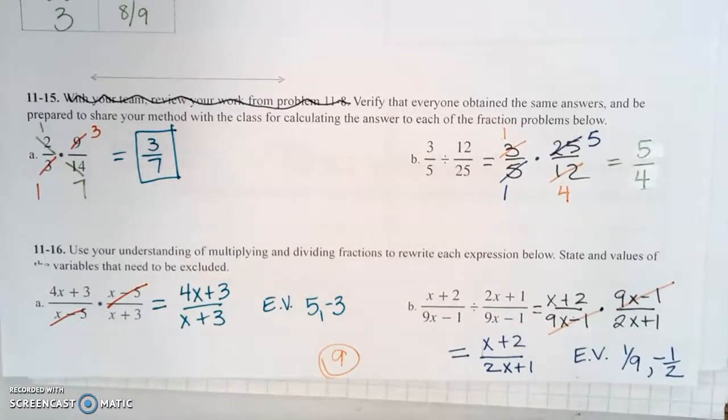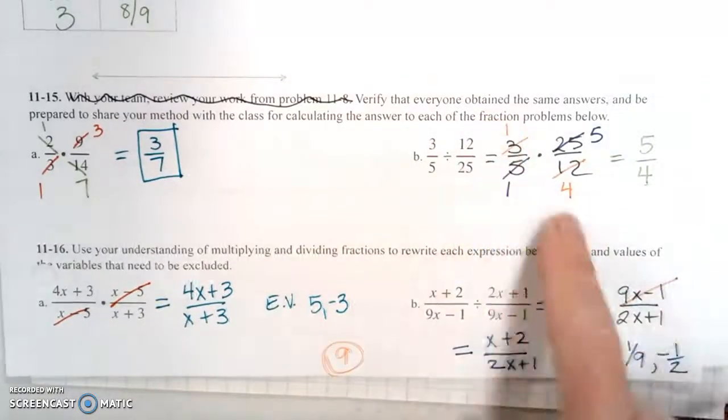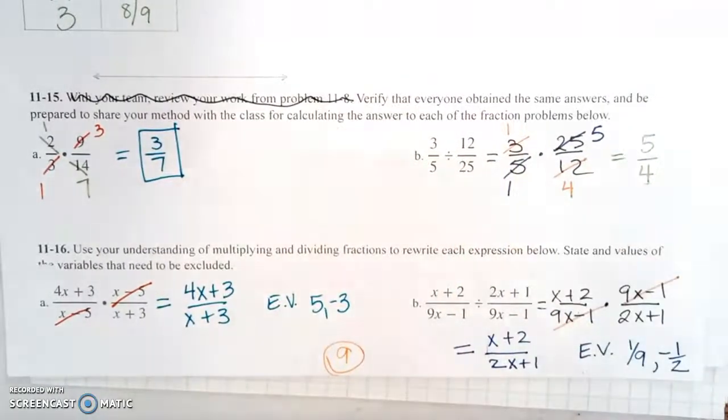Reciprocal is fancy for what? Just flip it. Yep. Take it and flip it. So we flip the 12 over 25 to 25 over 12, and then we see if we can reduce. 3 and 12 reduce to 1 and 4, 5 and 25 reduce to 1 and 5. Then you just multiply straight across. 1 times 5 is 5. 1 times 4 is 4. So our final answer is 5/4.